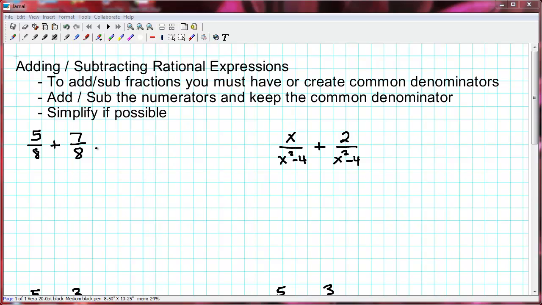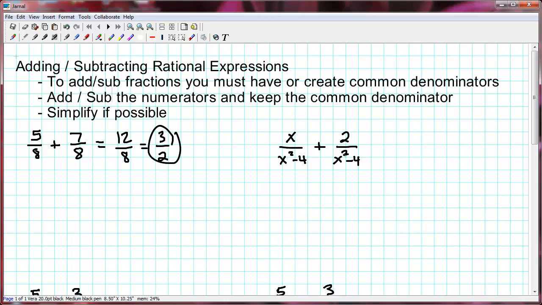So if we look at our first problem here, we already have common denominators, so we add across the top. And now we simplify. So 12 and 8 are both divisible by 4. So 12 divided by 4 is 3, and 8 divided by 4 is 2. So a fairly simple problem.